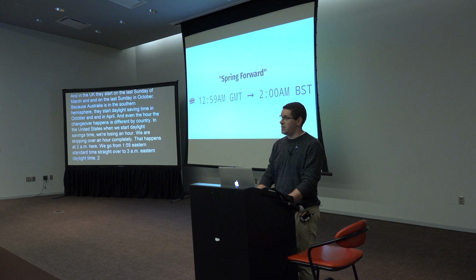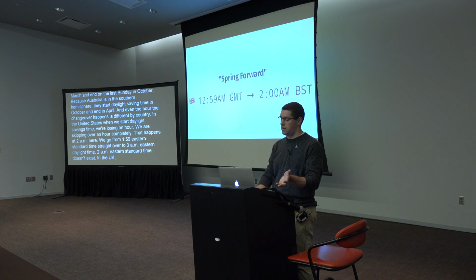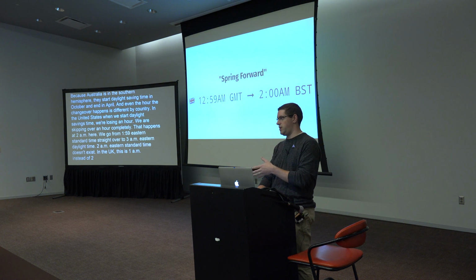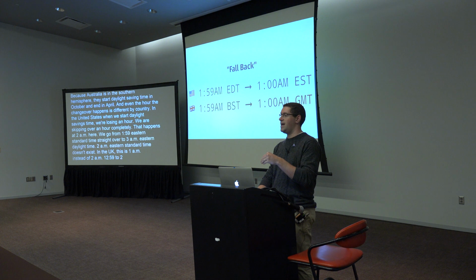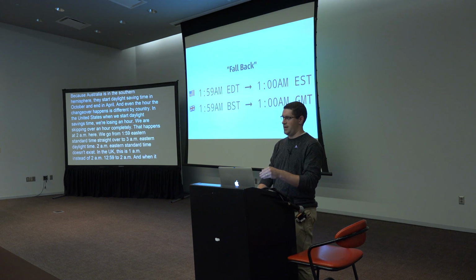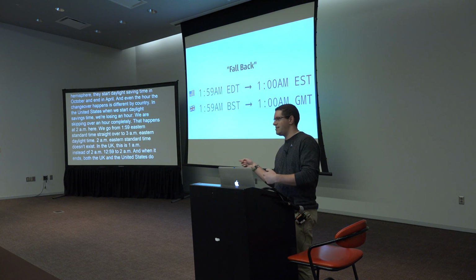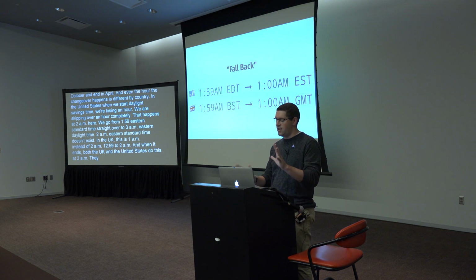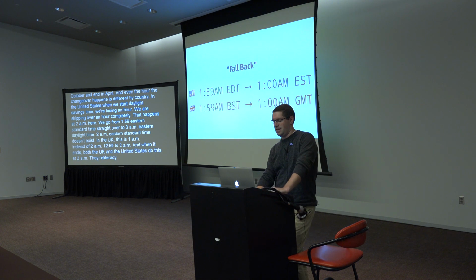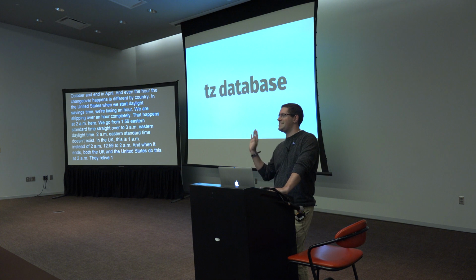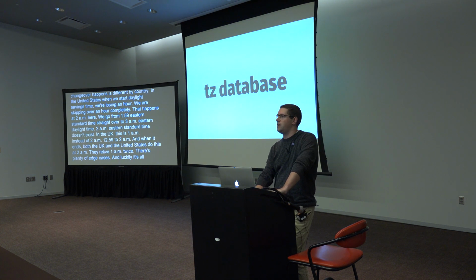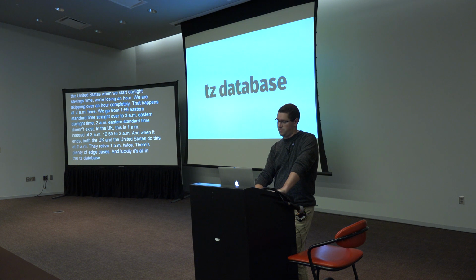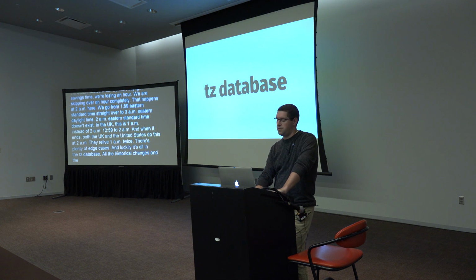In the UK, this happens at 1 a.m. instead of 2 a.m. They go from 12:59 Greenwich Mean Time to 2 a.m. British Summer Time. When daylight saving time ends, both the UK and the United States do this at 2 a.m., so they relive 1 a.m. twice. So there's plenty of edge cases that we have to deal with in daylight saving time, and luckily, it's all in the TZ database. All the historical changes and all the current up-to-date information, it lives there, and it, once again, gets updated periodically.